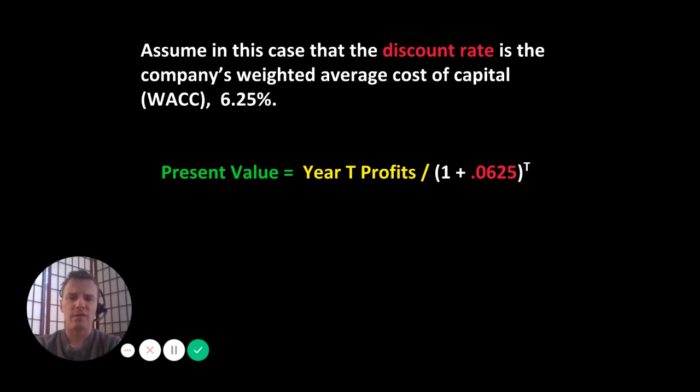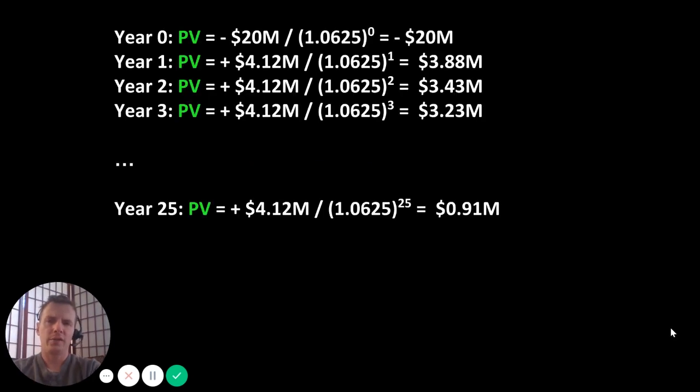And so we have present value equals future value divided by 1 plus R, which is the discount rate, to the T. So it's a familiar equation, should be by this point. And so in this case, the discount rate that we're going to use is 6.25%. Okay, and let's do the math on this more applied example. Let's go year by year and evaluate what those future values are in present value terms.